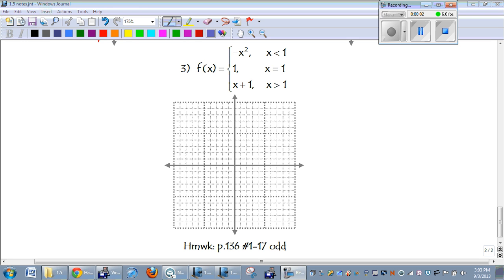Alright, last one. This piecewise function has three parts to it. We have a parabola, a point, and a line. So a parabola is when x is less than 1. Let's go ahead and plug in 1 and see what we get.